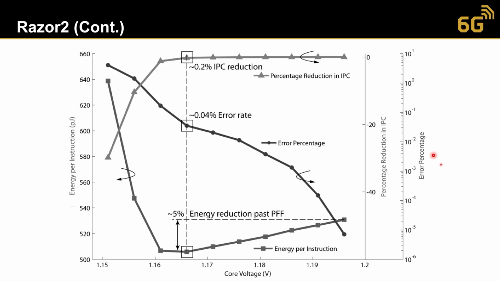And they got nice results. These are already somewhat old results where a 0.2% reduction in IPC, which corresponded to a 0.04 error rate, gave about a 30% energy reduction, and that was even 5% past the point of first failure. So ultimately, you'd like to move somewhere here and keep your chip at that point.